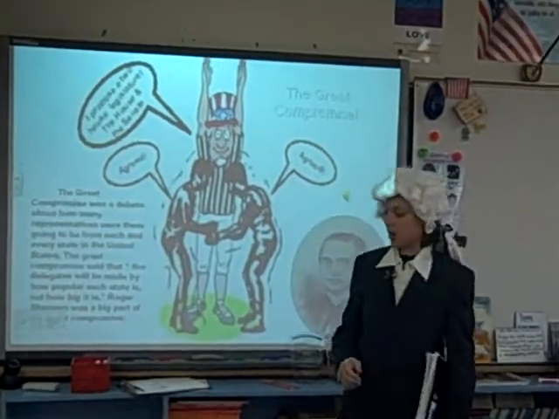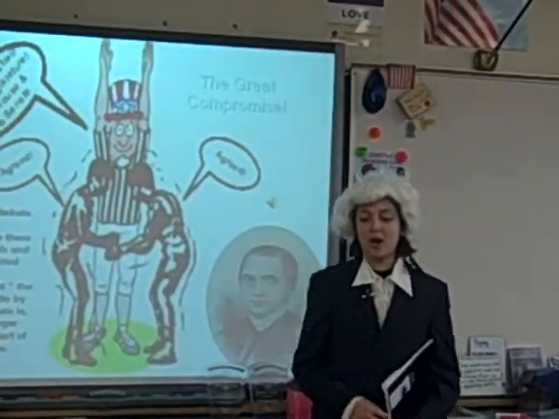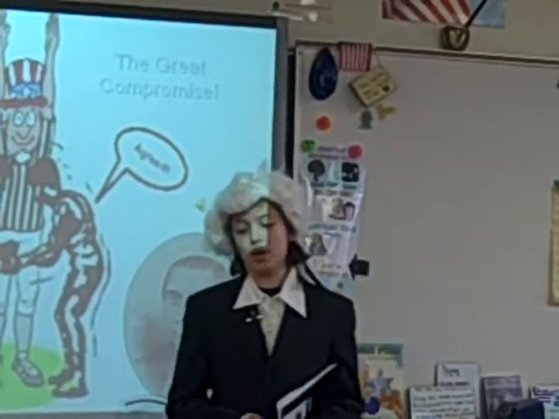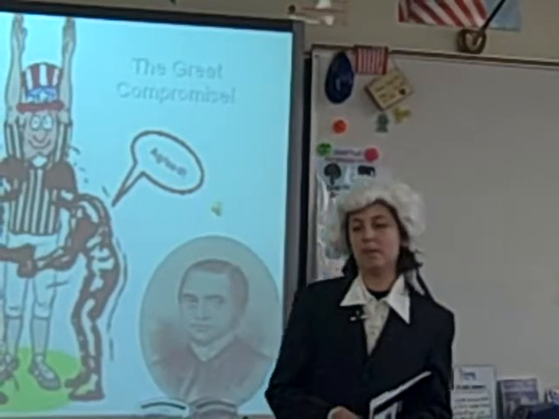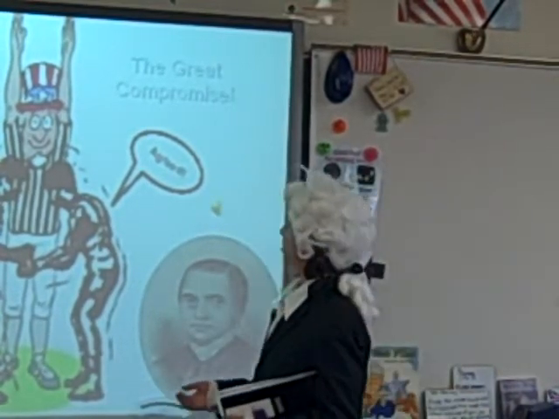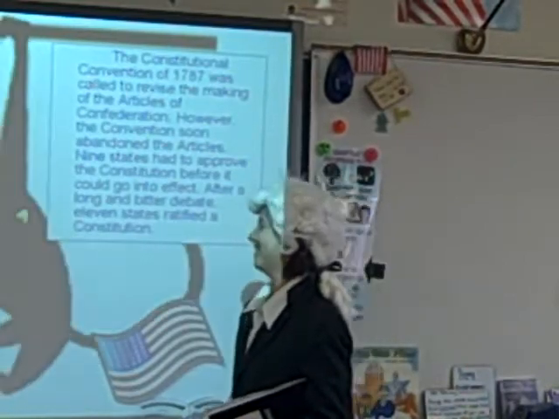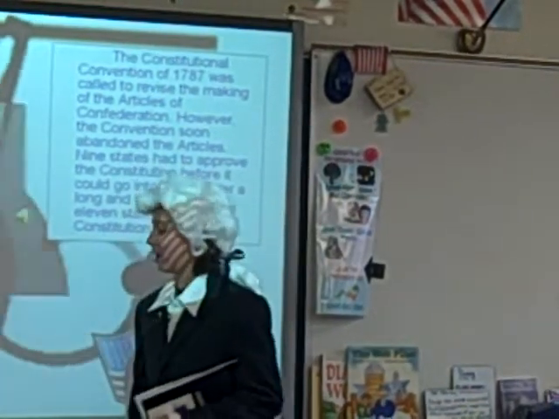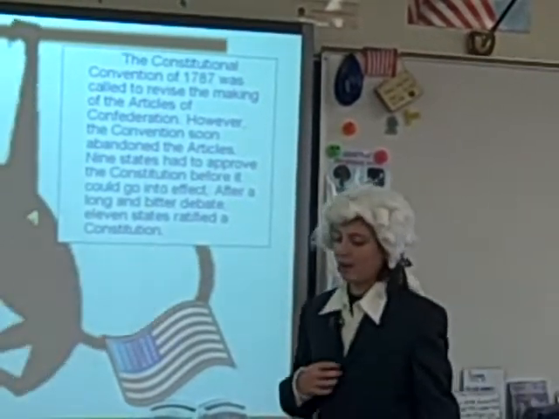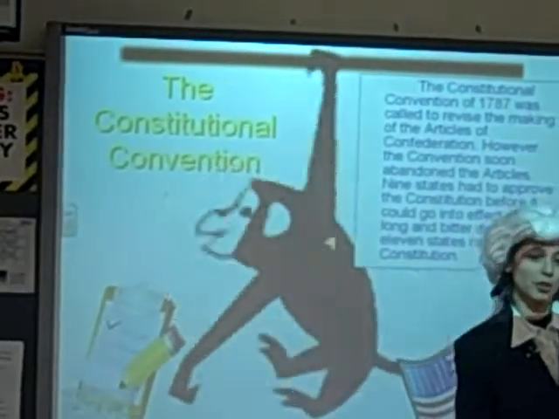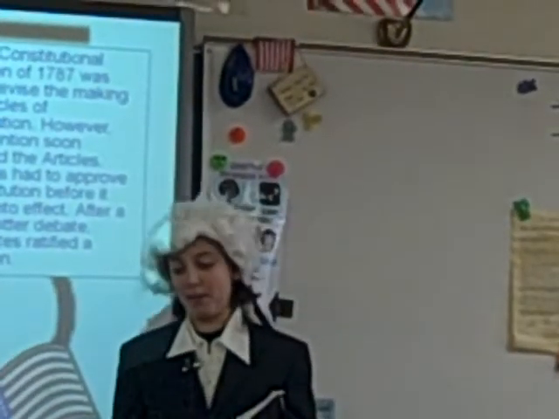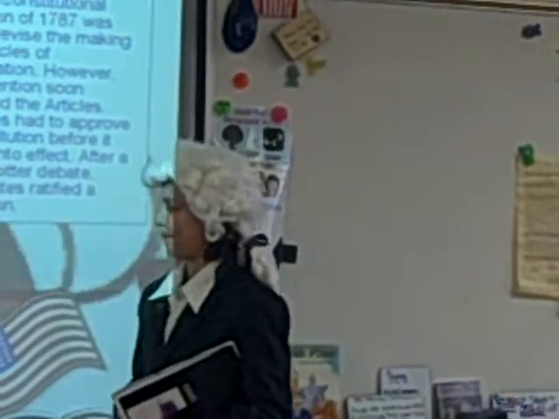The Great Compromise was a big debate to show how many representatives there were going to be for each state. It was a big and long argument, and then they decided the bigger the state, the more representatives or delegates. The Constitutional Convention is when Madison and 56 other delegates met and wanted to fix the articles and made the Constitution.